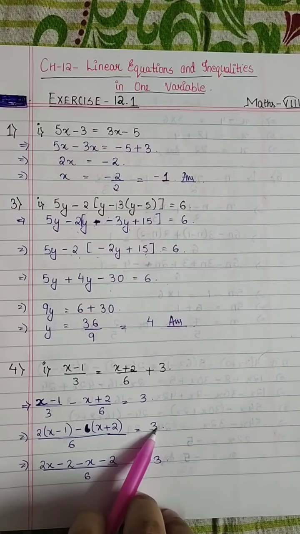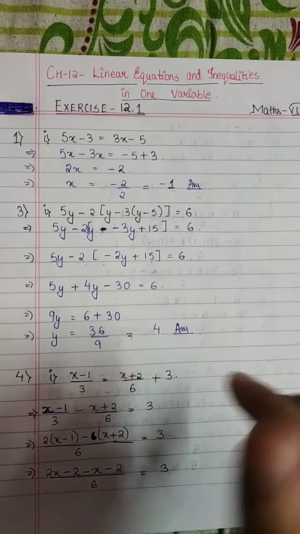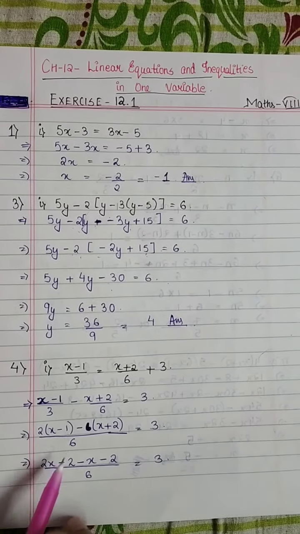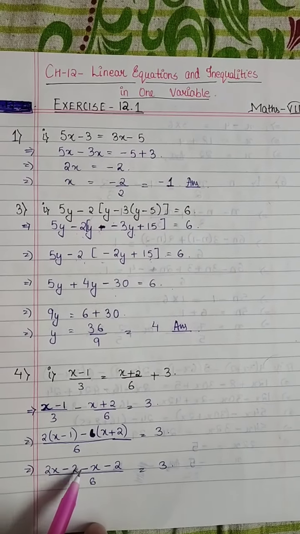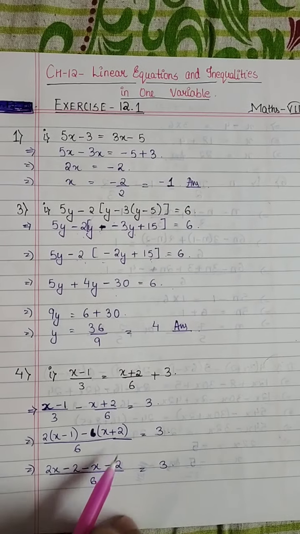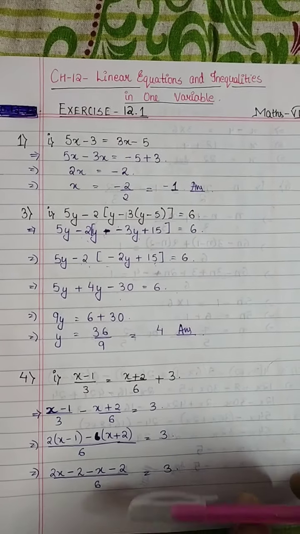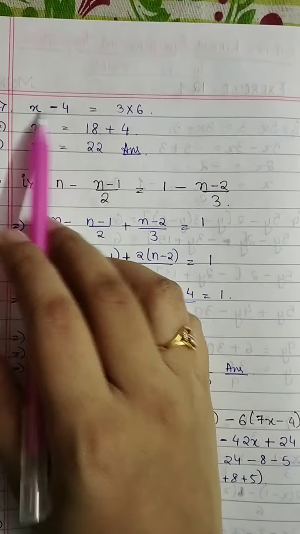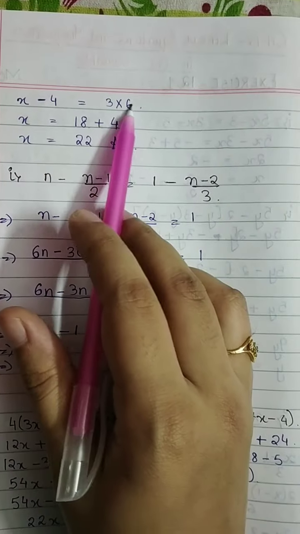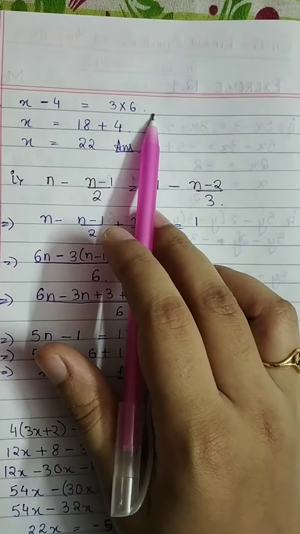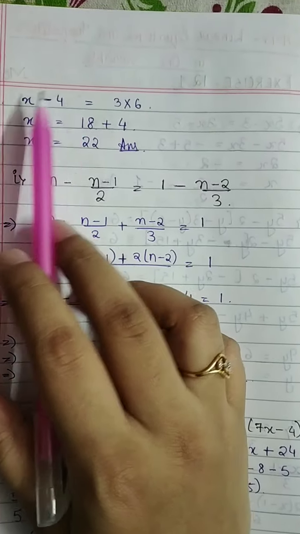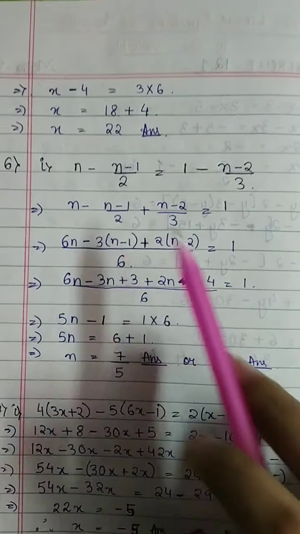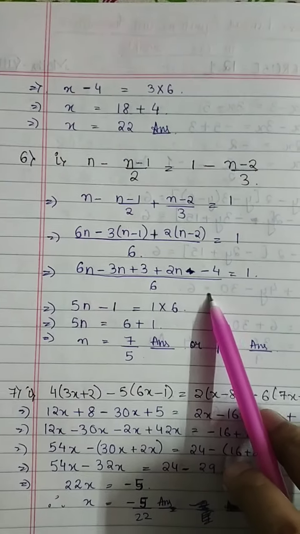Now 6 will be shifted to the right hand side, so it will become, okay, or you can open the bracket also. So after opening the bracket you get 2x minus 2, 2 ones are 2, minus x minus 2 by 6, okay, is equal to 3. Now you have x minus 4 is equal to, 6 will be shifted to the right hand side, so it will be 6 3s are 18, and after solving those x and numbers you get x minus 4. Now minus 4 will be shifted to the right hand side, so it will become plus 4. So x is equal to 18 plus 4, that is equal to 22.